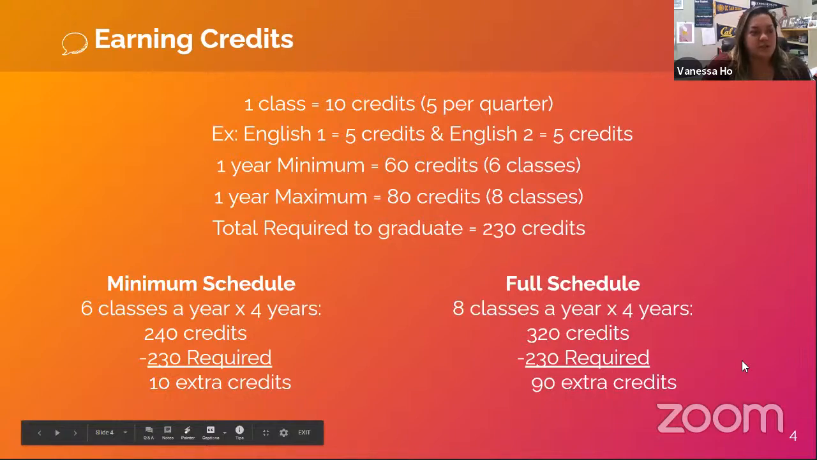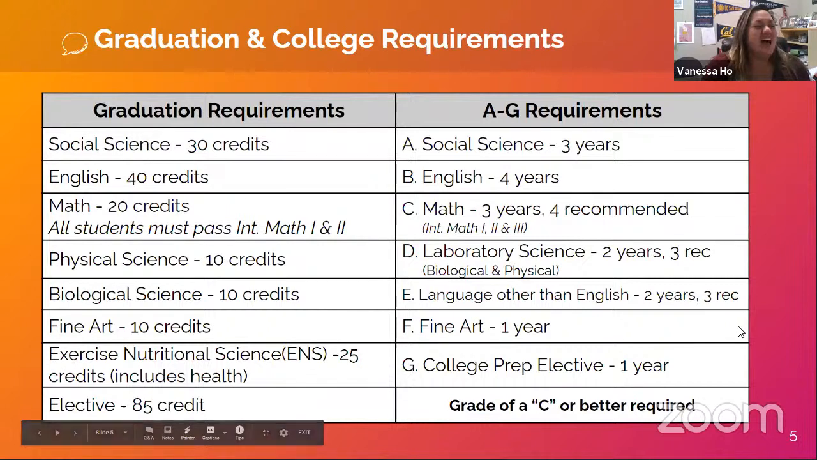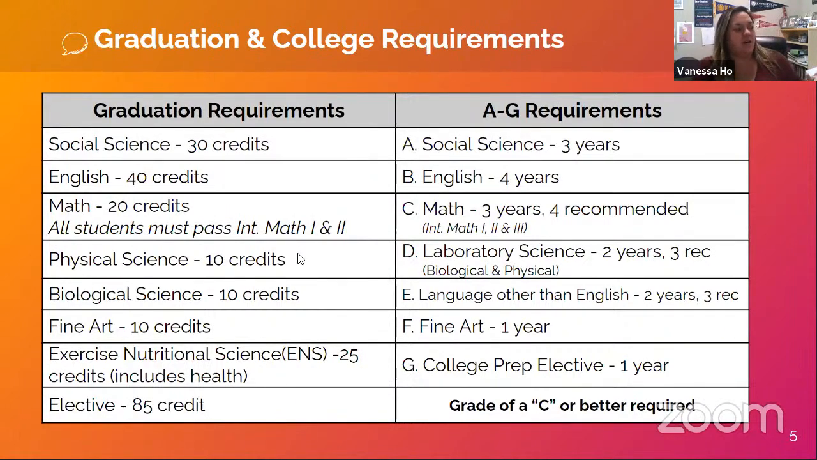So what do you do with those extra credits? You take all your graduation and college requirements. And then you also explore different interests as well. So this is our graduation and A through G requirement chart.